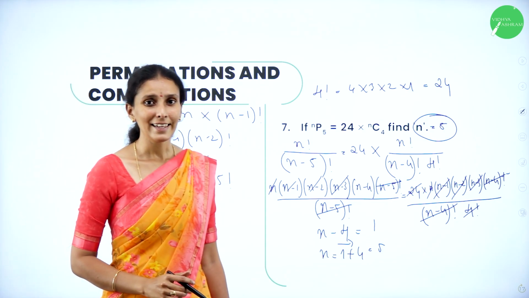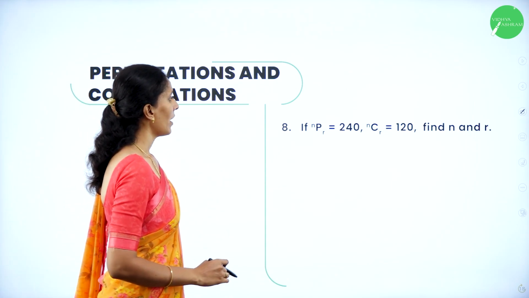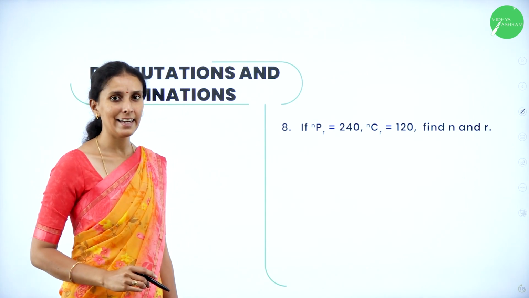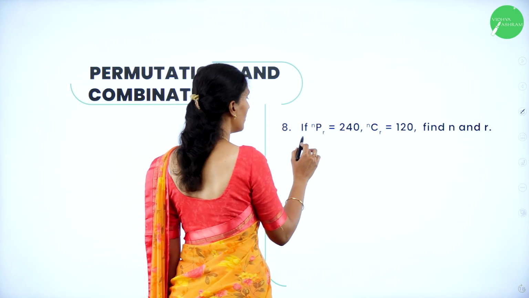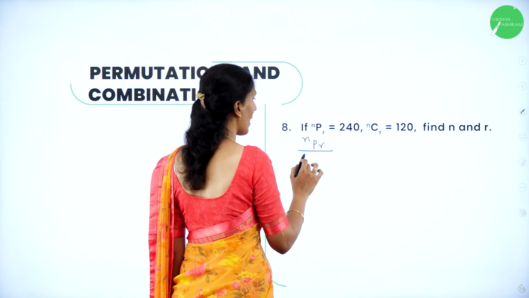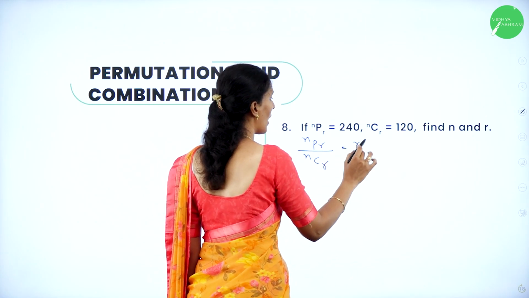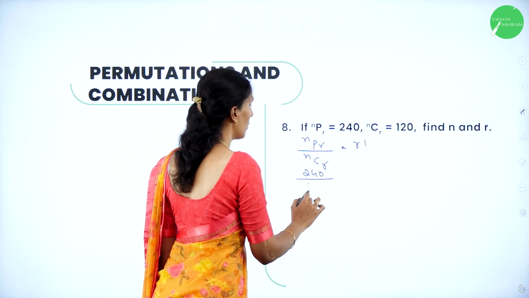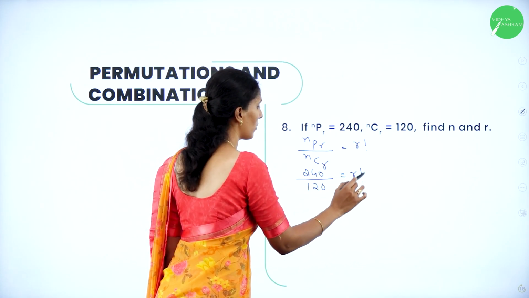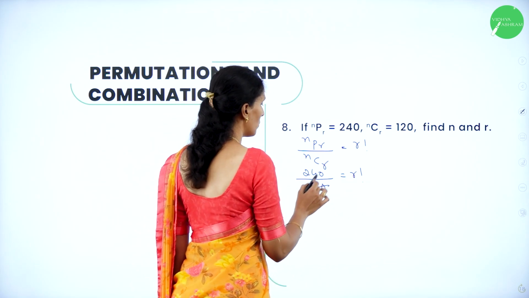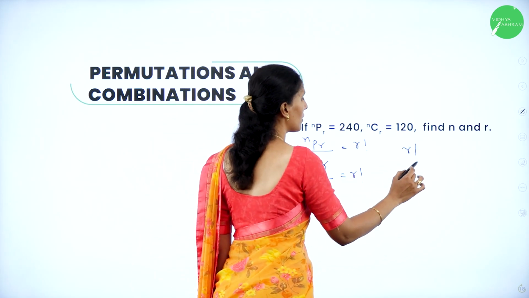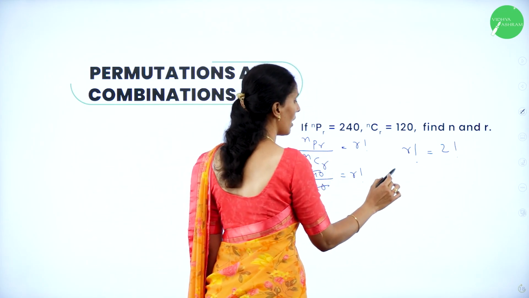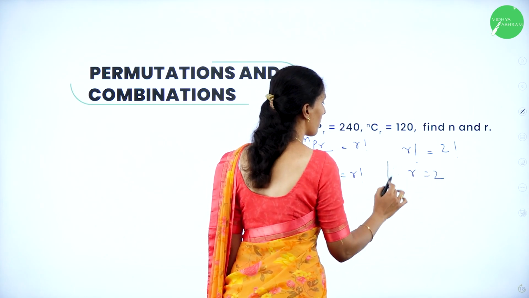Okay. So next question. If nPr is equal to 240, nCr is equal to 120, find n and r. So simple formula, we know nPr by nCr is equal to r factorial. So therefore here 240 by 120 is equal to r factorial. What this implies? So 2. So my r factorial is 2 factorial. 2 into 1 is nothing but 2 factorial. So therefore my r is 2 here.